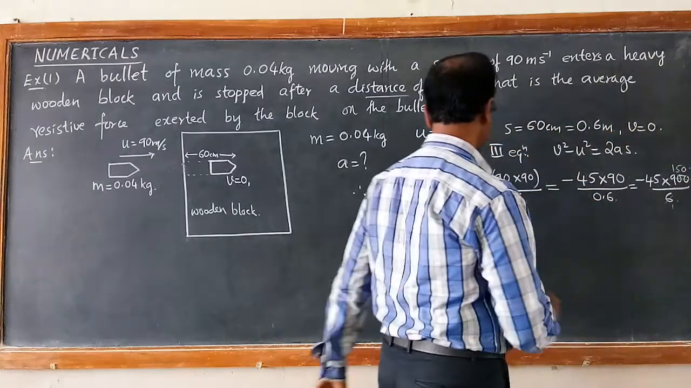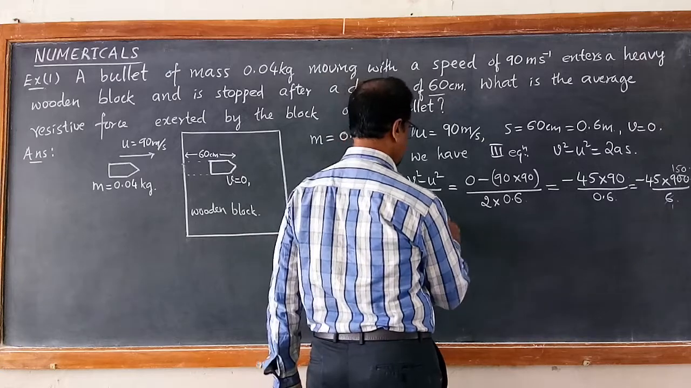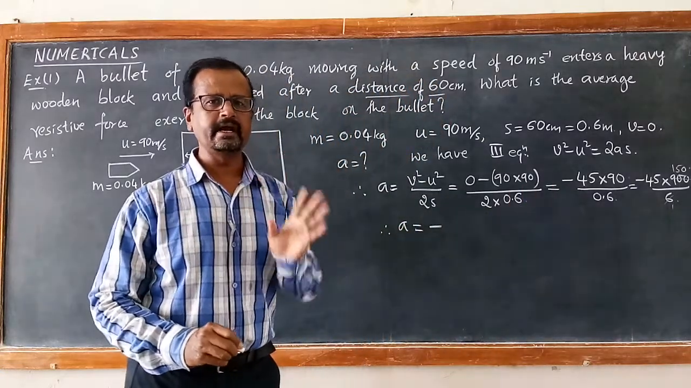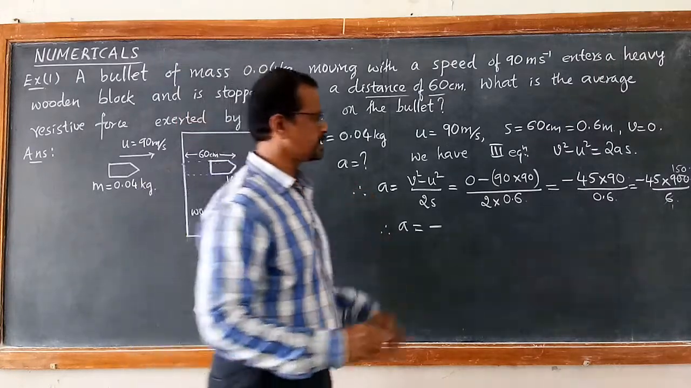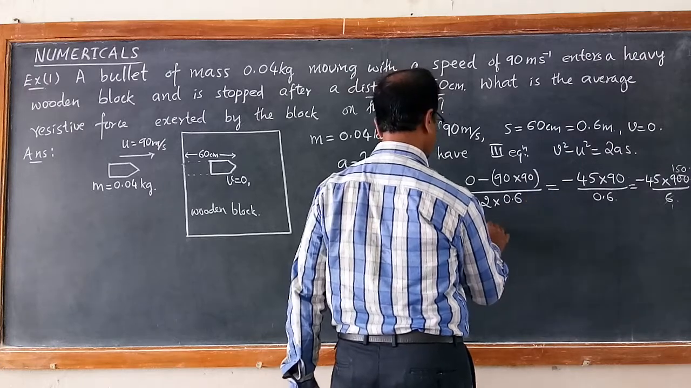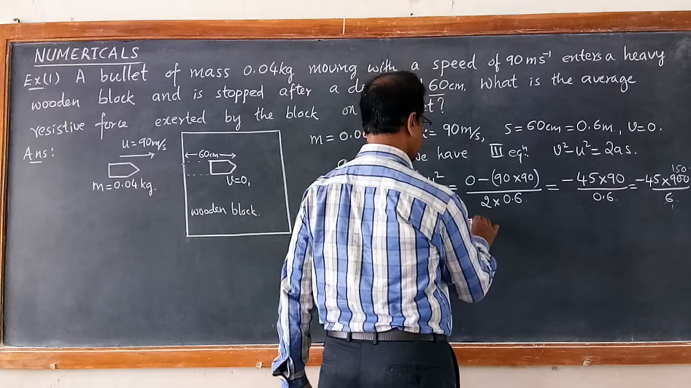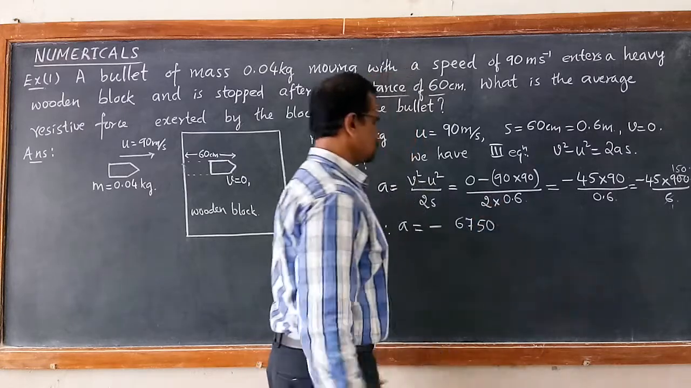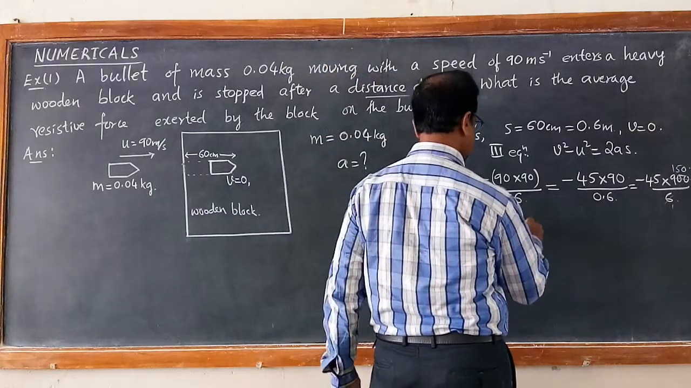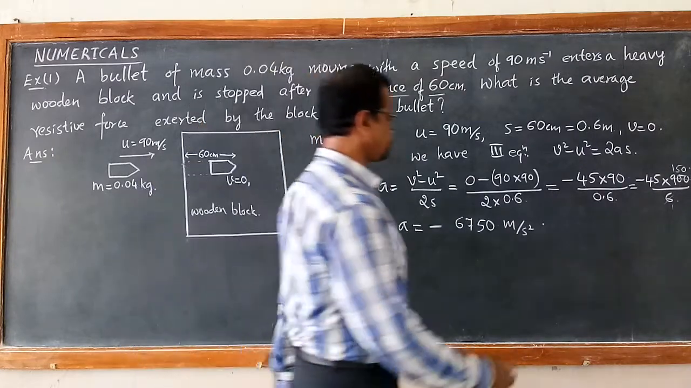So if you calculate this, we get the acceleration a equal to minus. The negative sign indicates that the acceleration is negative, that is retardation. It undergoes retardation. 15 4s are 60, 15 5s are 75, carry 7, 15 4s are 60 plus 7, 67, and 0. So minus 6750 meter per second square is the retardation.